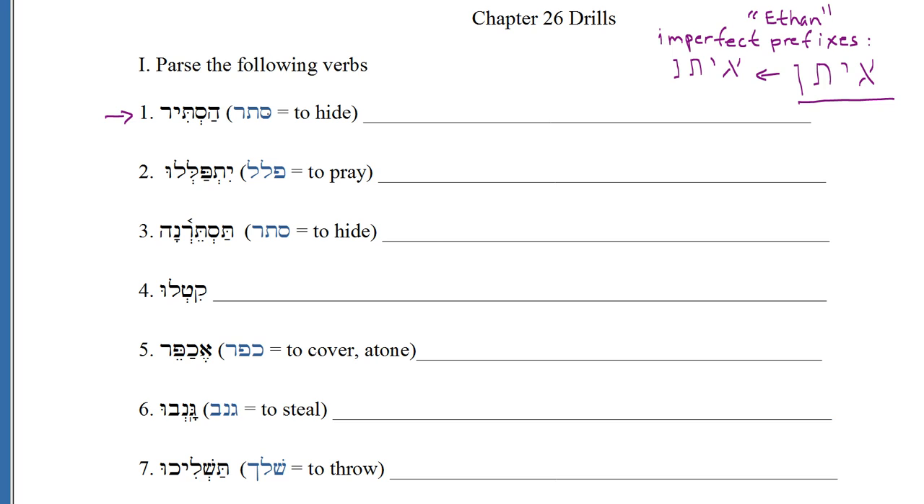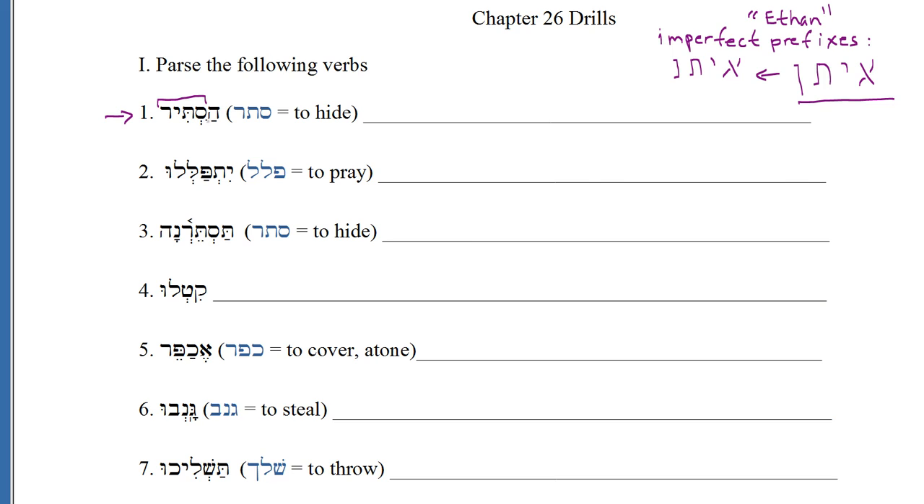Now I've helped you out by giving you the root, but if we don't know the root, we can see that we have a potential root here of Samek Tav Resh, Satar. If we weren't sure, we could say, well, do we have a potential root here of Hasat? But then we have a Yod and Resh at the end, which doesn't make a lot of sense. So our most likely root is Satar, and the Hirik Yod here between the second and third root letter helps us to think immediately of Hifil, but we have a clue from the first letter anyway.